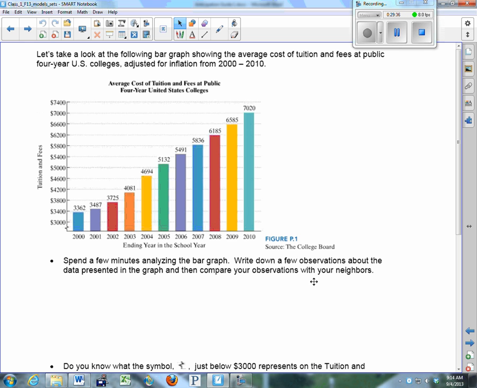Yep, okay, so let's go. We're going to use it right now. I want you to take a look at this bar graph. This bar graph shows the average cost of tuition and fees at public 4-year colleges in the United States from 2000 to 2010, and it's adjusted for inflation. The first thing I want you to do is spend a few minutes analyzing that bar graph by yourself, nice and quiet. Write a few observations about the data presented, and then compare your observations with your neighbors if that's okay. If it isn't, no problem.